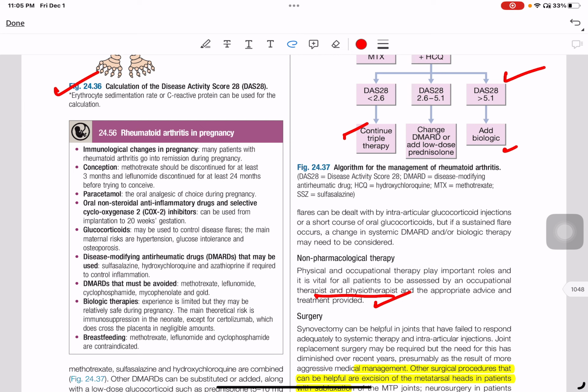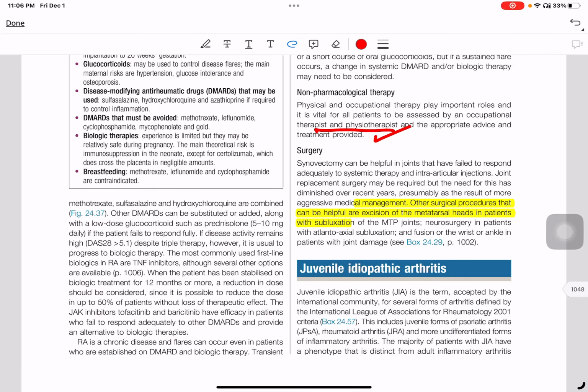Steroid can be continued in low dose throughout the pregnancy, but there is risk of maternal hypertension, maternal diabetes, glucose intolerance, and osteoporosis. It should be kept in mind. DMARDs should be continued, especially sulfasalazine, hydroxychloroquine, and azathioprine. Methotrexate, leflunomide, cyclophosphamide, and mycophenolate mofetil should not be continued. Biologics can be limited. During breastfeeding, methotrexate, leflunomide, and cyclophosphamide are contraindicated. So this is all from Davidson.